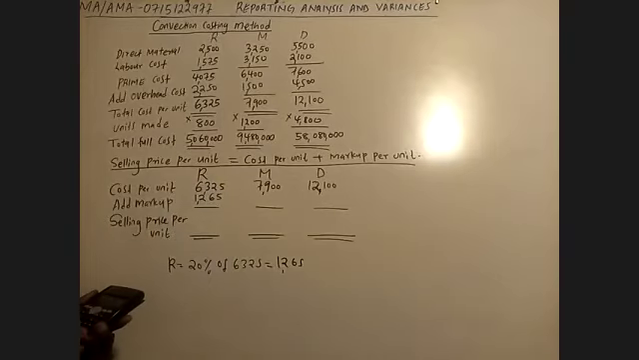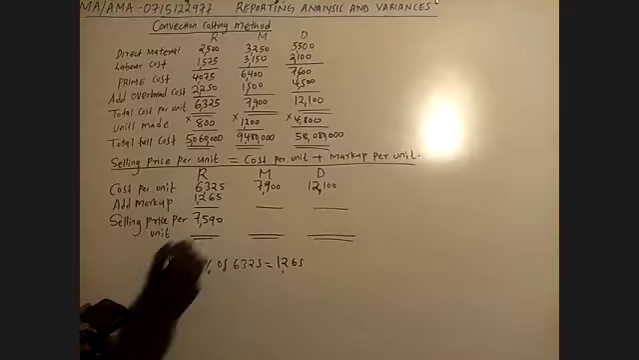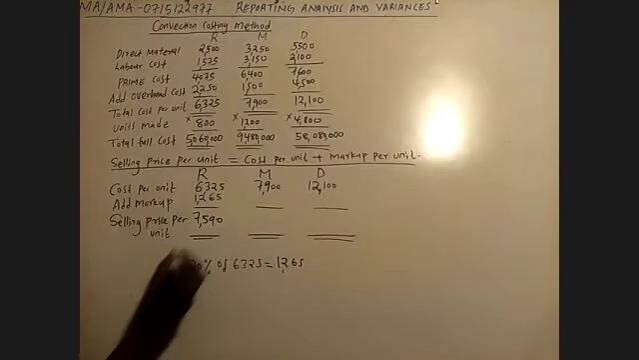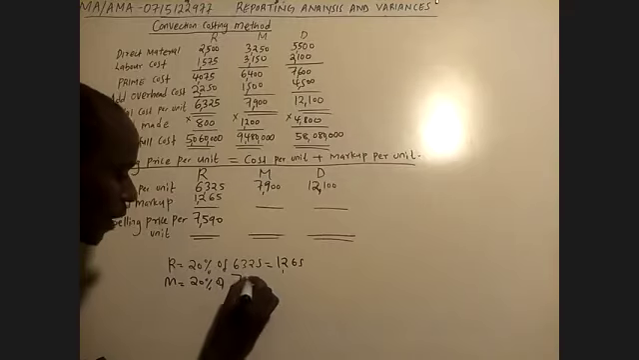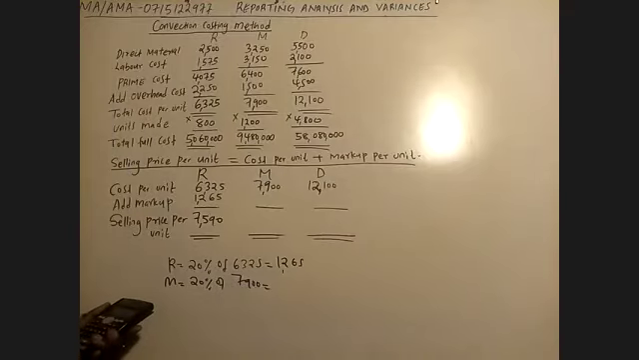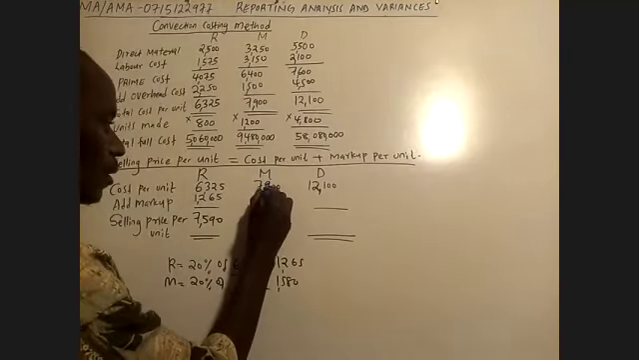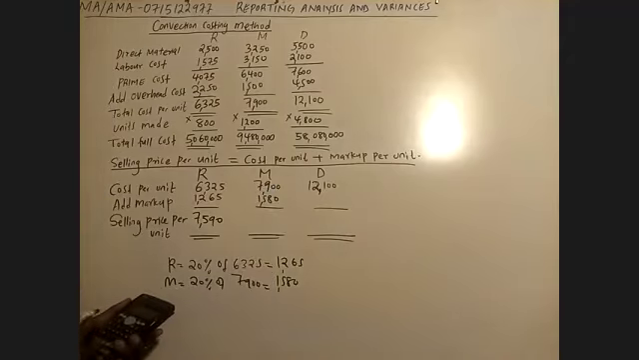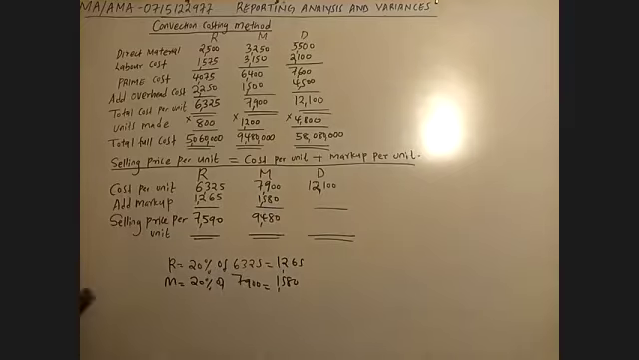It will be 63.25 plus 1265, it will be 75.90. Now let's go to M, markup 20% of 7900. 0.2 times 7900, which is 1580. I put there 1580. 7900 plus 1580 is 9480. That will be the selling price.